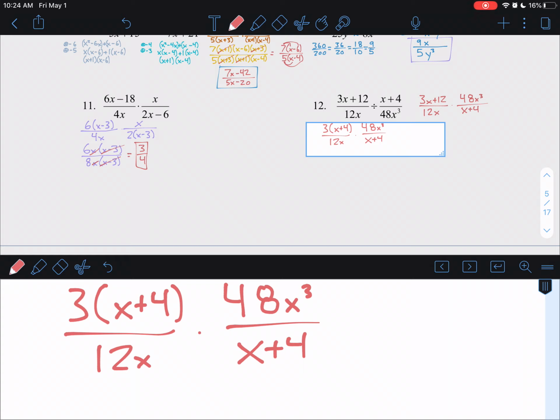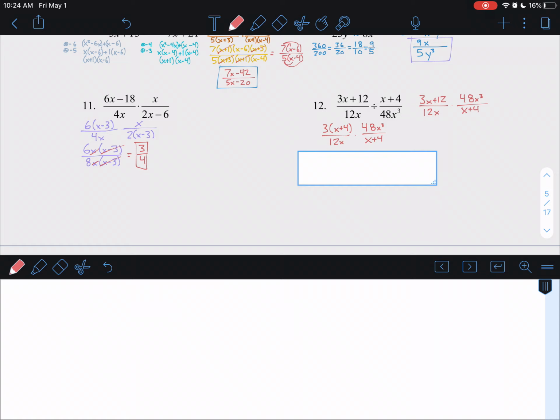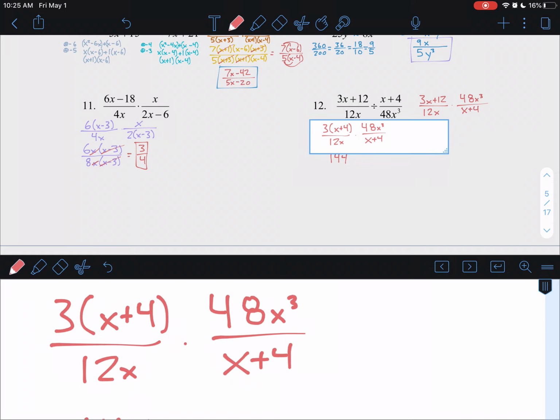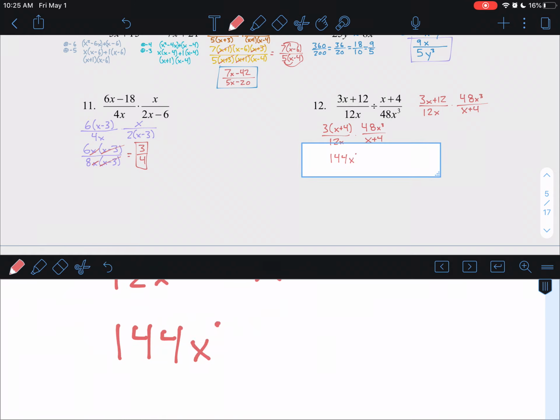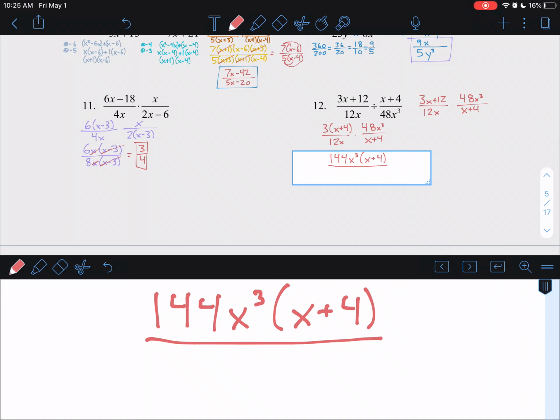What else do I need to do here? Next thing I need to do is just multiply straight across. So I got 3 times x plus 4 times 48 times x cubed. So let's see, what's 3 times 48? This is 144. So that gives me 144, and then I have that x cubed, and then I have x plus 4. And in my denominator, I'm going to have 12x times x plus 4.